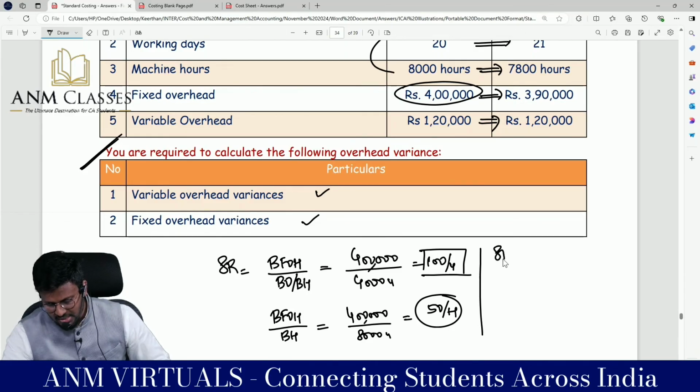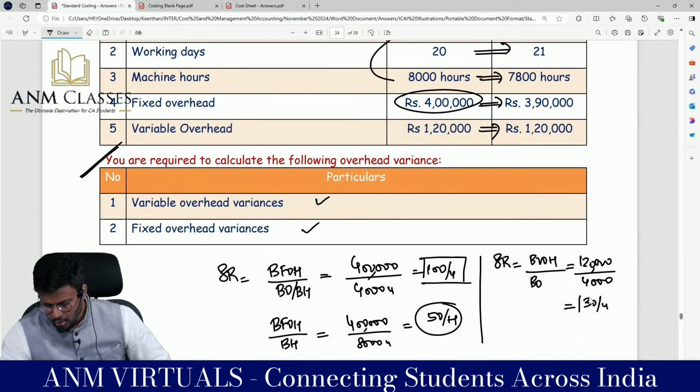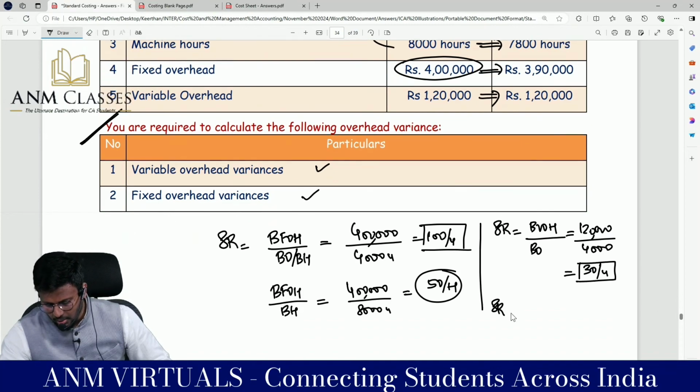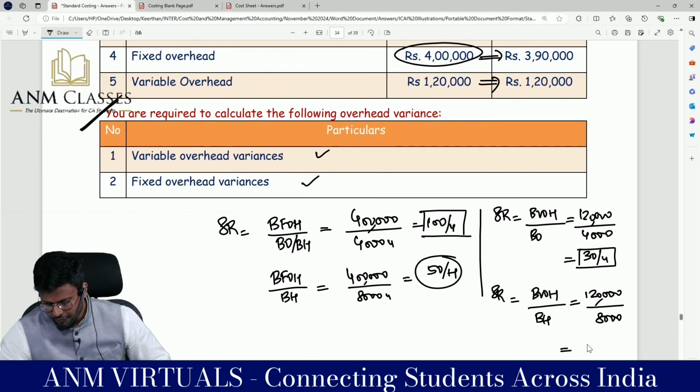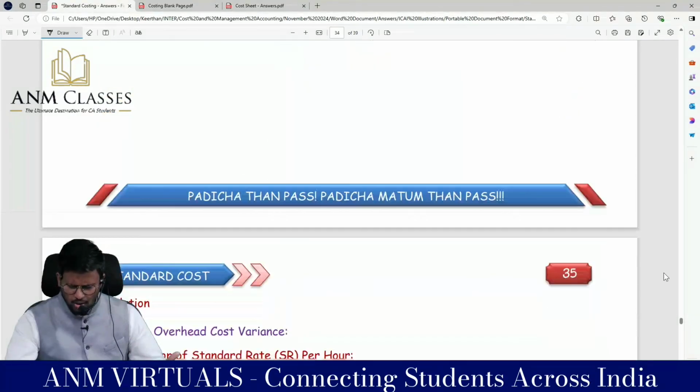Yes sir. Next one, standard rate is equal to BVOH divided by BO. What is the BVOH? 1,20,000 divided by 4,000 comes to 30 per unit. Comfortable. Next one, standard rate is equal to BVOH divided by BH, 1,20,000 divided by 8,000 comes to 15 per hour. Because certainly it has to be half of that, right? Yes sir. Balance all, we just have to place the things.